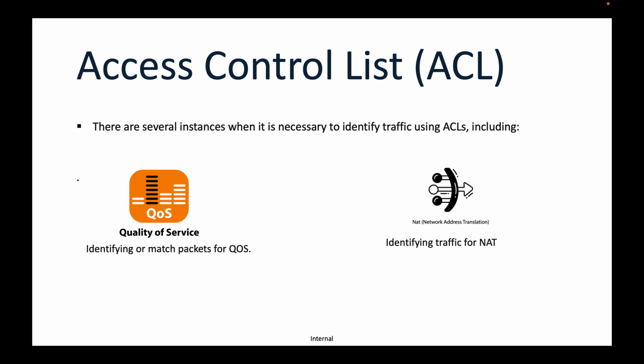The next one is identifying traffic for NAT. Network address translation needs to know which traffic should be translated from one IP to another, so it is used there as well. Then we have identifying traffic for encryption using VPN. A VPN tunnel uses ACLs to know which traffic should be encrypted or decrypted.